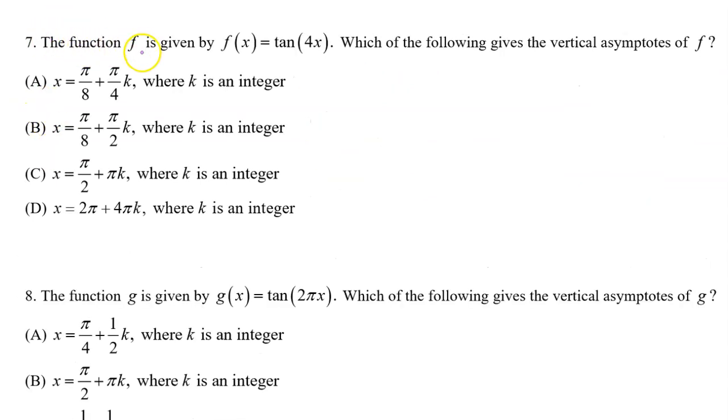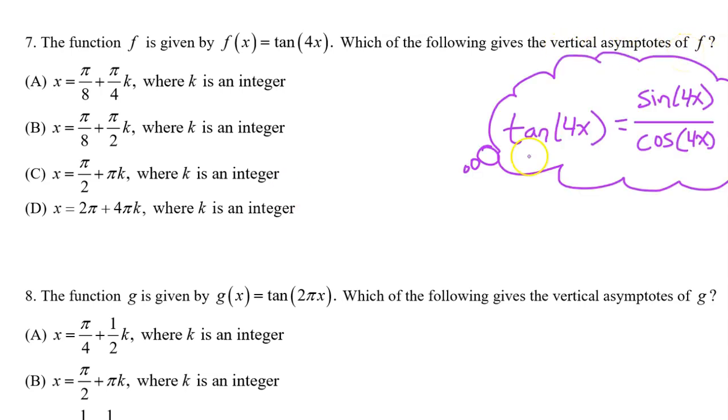Number 7, the function f is given by f of x is equal to the tangent of 4x. Which of the following gives the vertical asymptotes of f? You should be thinking the tangent of 4x is equal to the sine of 4x over the cosine of 4x. A vertical asymptote will occur where tangent is undefined. That's where the cosine of 4x is equal to 0. So we need to solve this equation. The cosine of 4x is equal to 0.